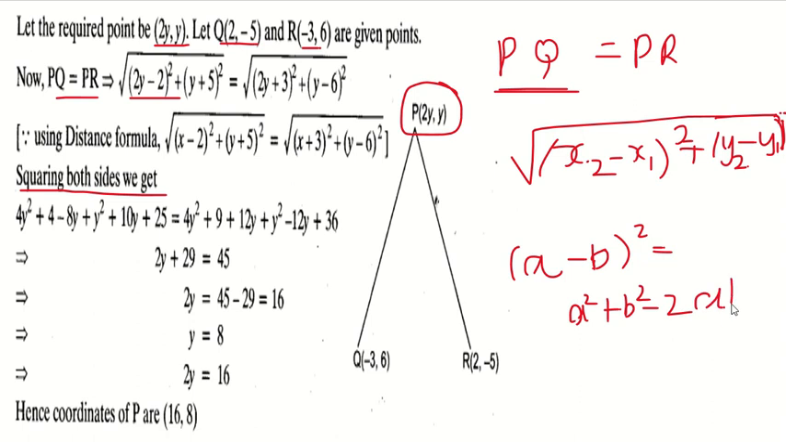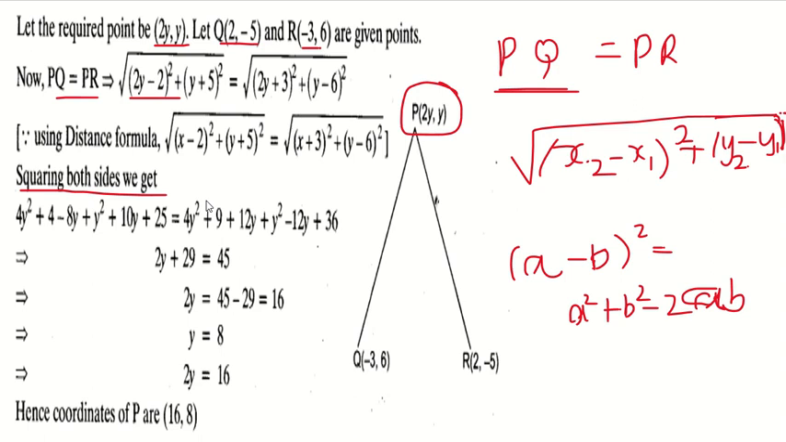The same expansion they've used here also. So what is a over here? 2y. This is b, 2. So 4y squared plus 4 minus 8y. Same way here also, (a plus b) the whole squared: a squared plus 2ab plus b squared. Same way I'm expanding on the other hand side also.